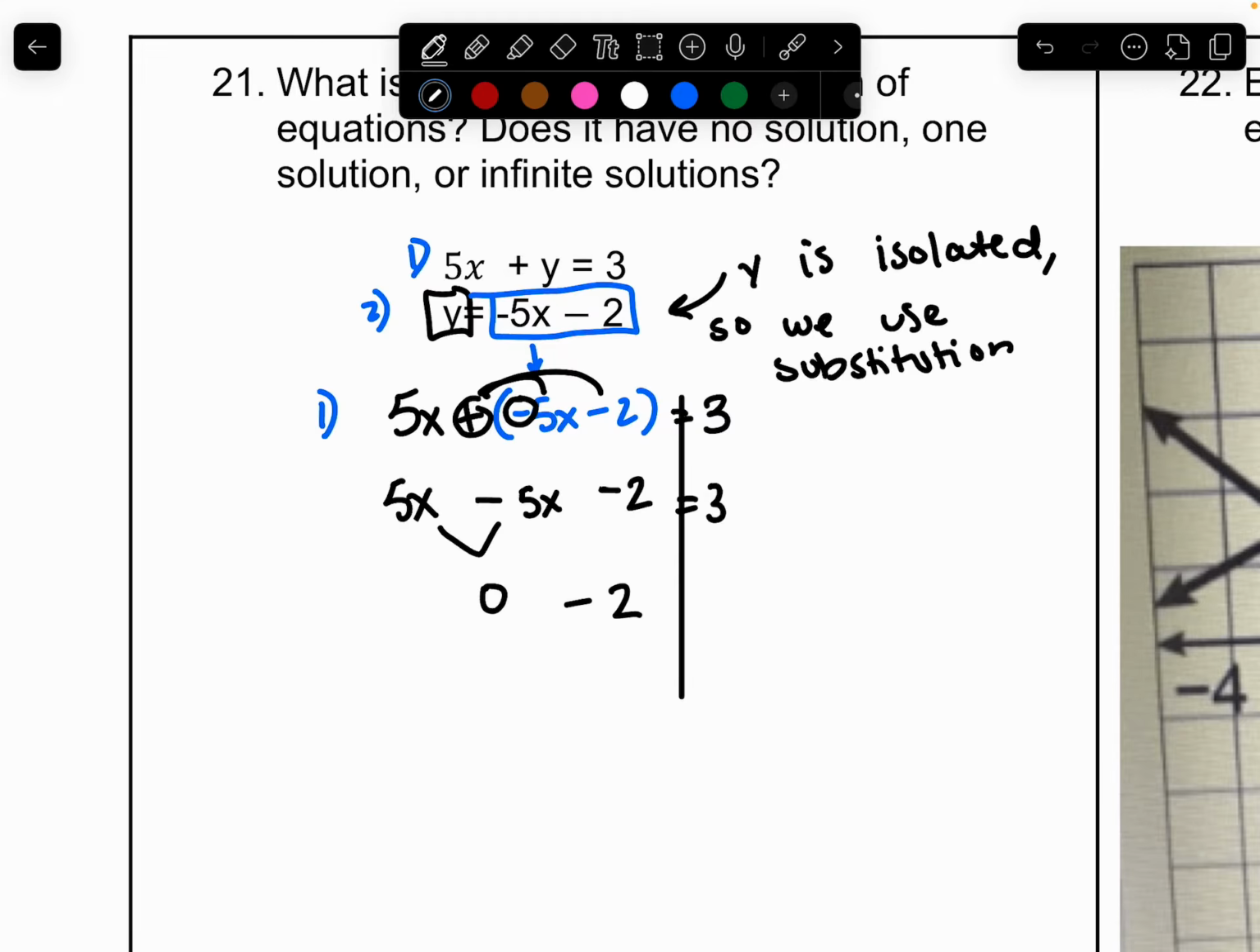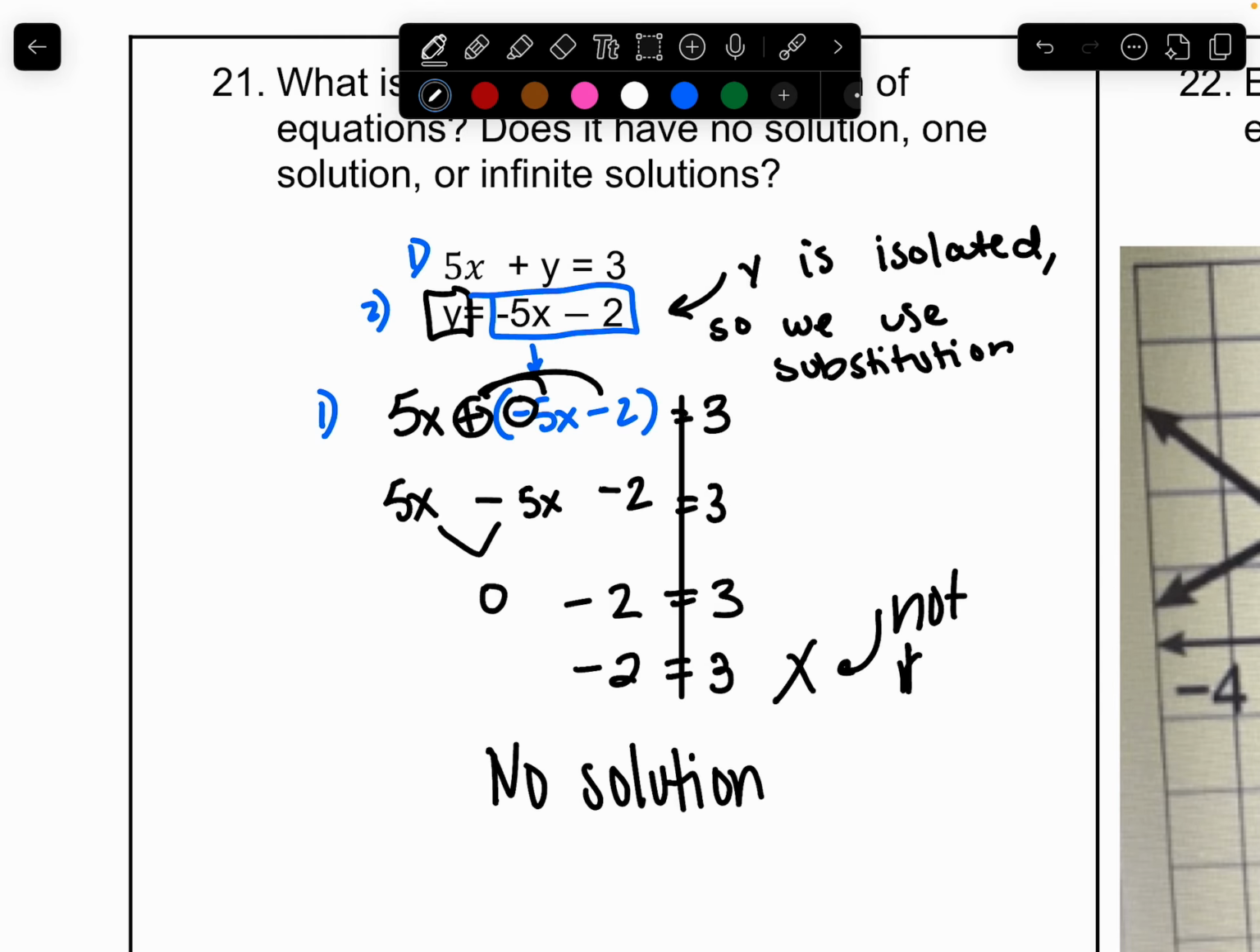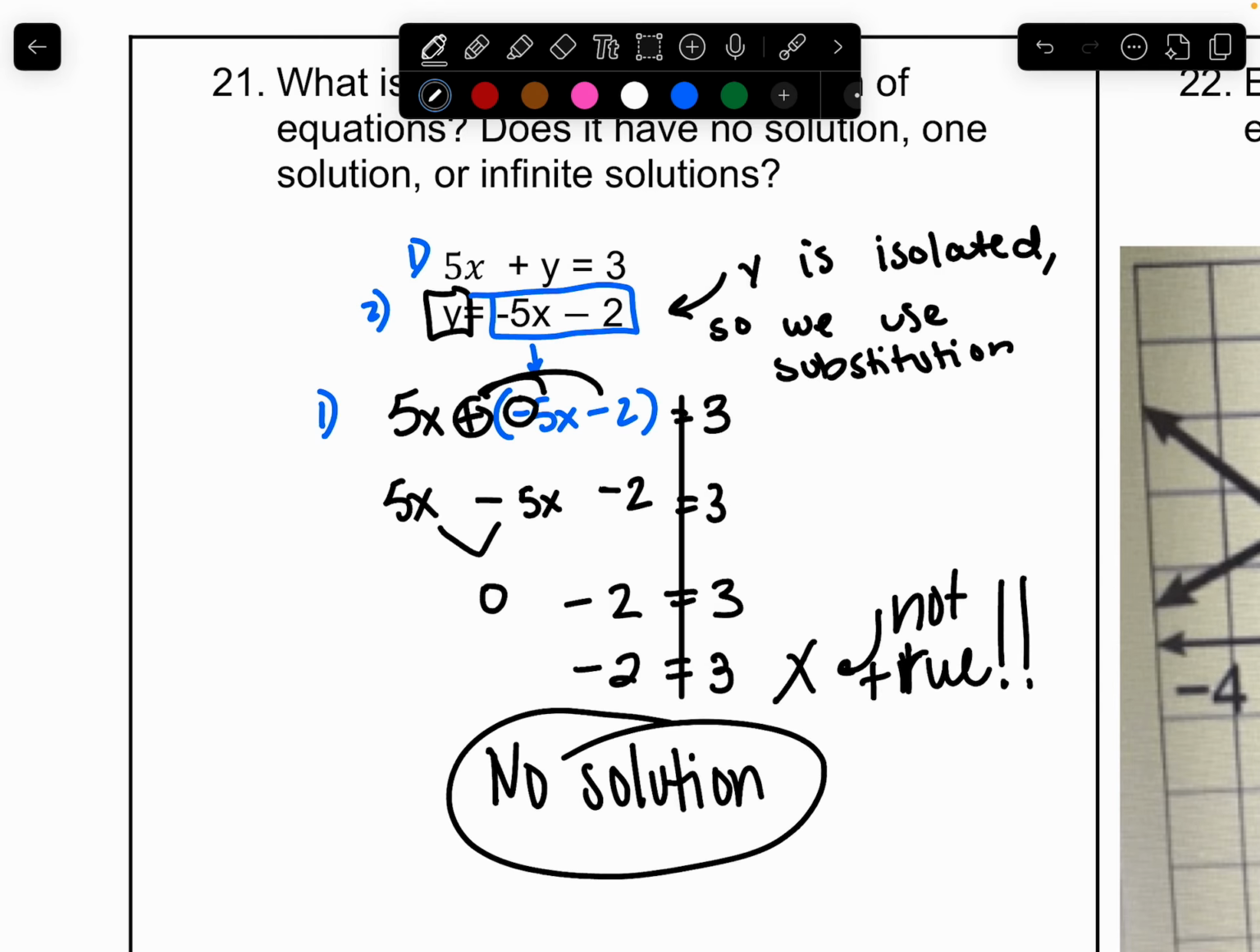This is 0 minus 2 equals 3. Negative 2 equals 3. Is this true? Absolutely not. Therefore, there's no solution. Not true. Right? So no solution.